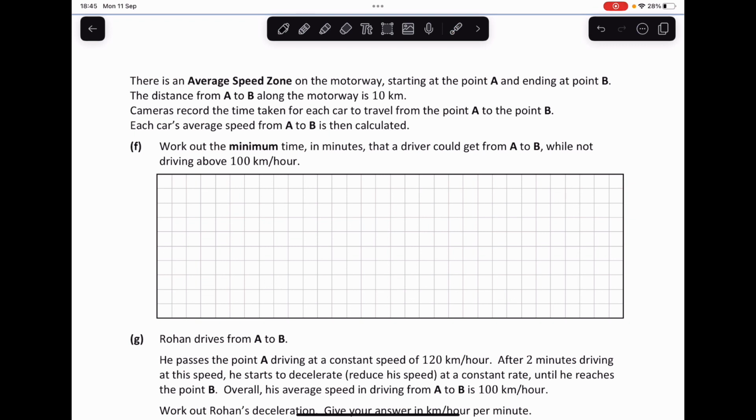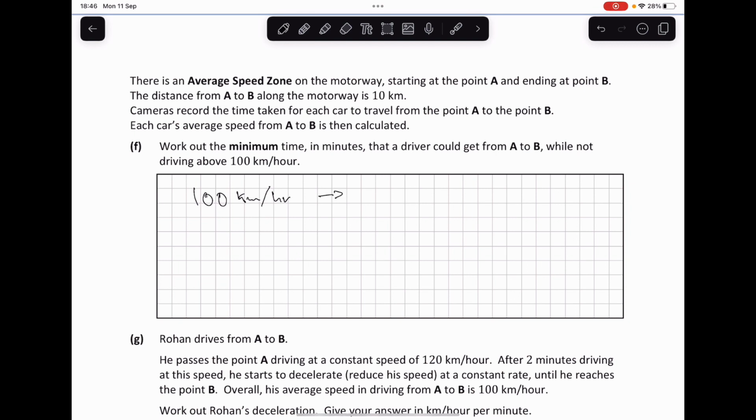So, traveling 100 kilometers an hour for the entire 10 kilometer stretch, let's work out how long. We want the minimum time in minutes. So let's work out how long it would take to travel. We'll change this unit to minutes, will we? That's my thought on it. So, 100 kilometers an hour.